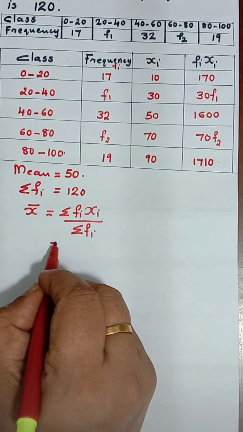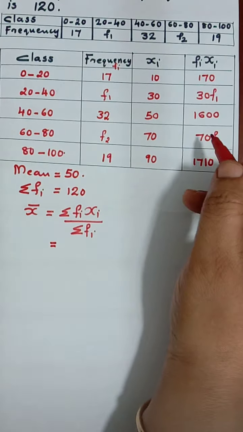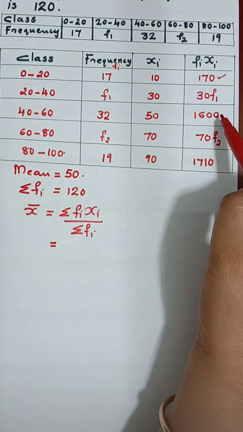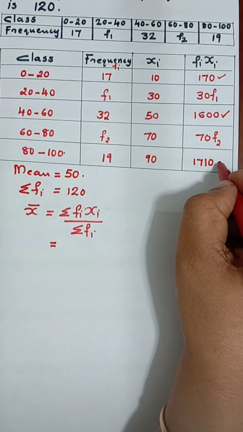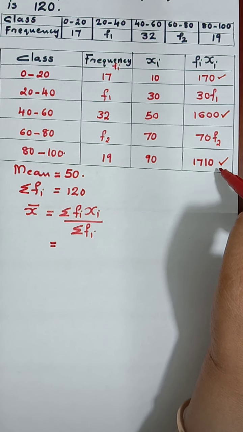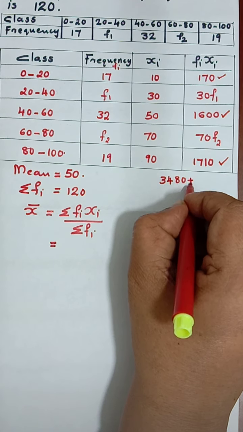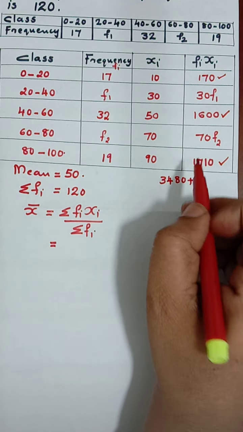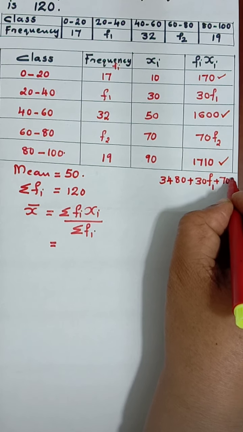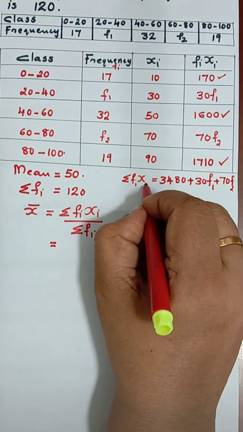Anyway, let us substitute in this sigma Fi Xi. What is sigma Fi Xi here? Here we have to add these numerals first: 170 plus 170 plus 1600 plus 1710. These three numbers, only numerals, we will be adding. That will be 3480 plus, they are not like terms, so here we have to write separately, plus 30 F1 plus 70 F2. This is our sigma Fi Xi.